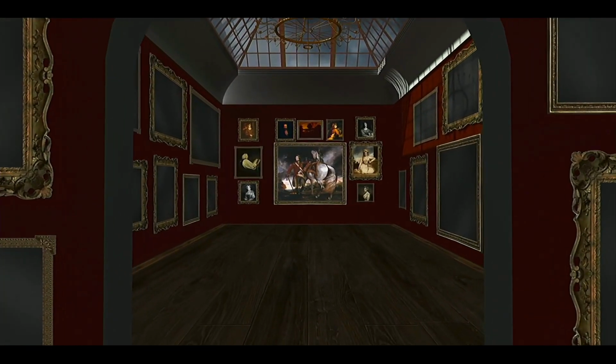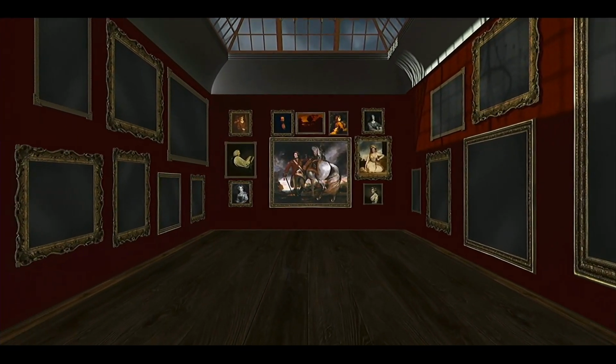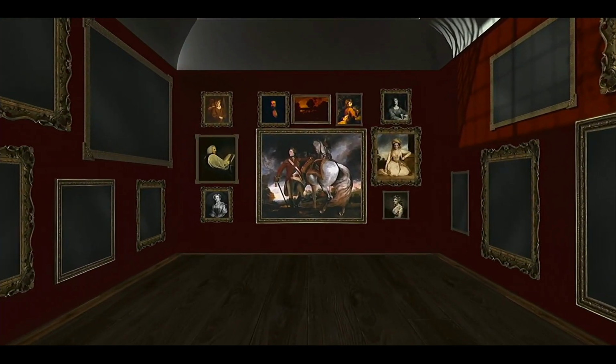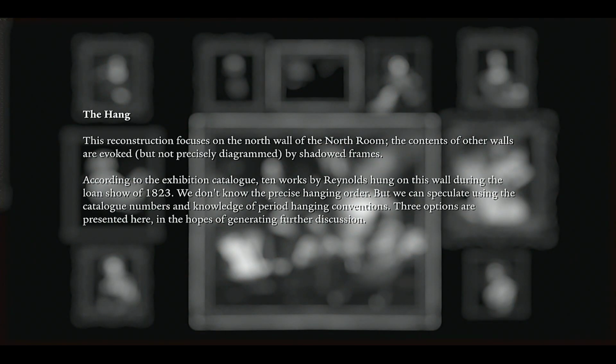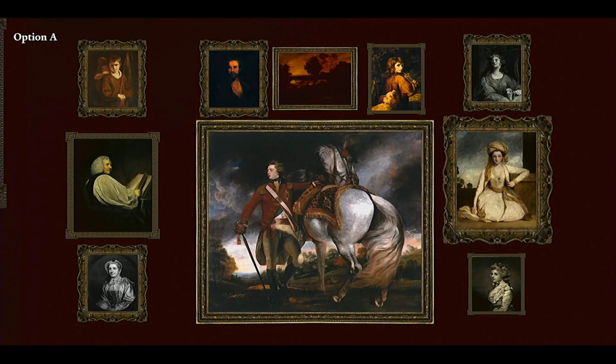So as you can see, the largest work hanging on the north wall was the monumental equestrian portrait of George IV, and in a nod to social hierarchy, that painting is actually listed first in the exhibition catalog. So given the hanging practices at the time, we knew that had to be the central work. But once you get there, it gets a little bit dicier. It actually is not straightforward to go from number order to order on a wall.